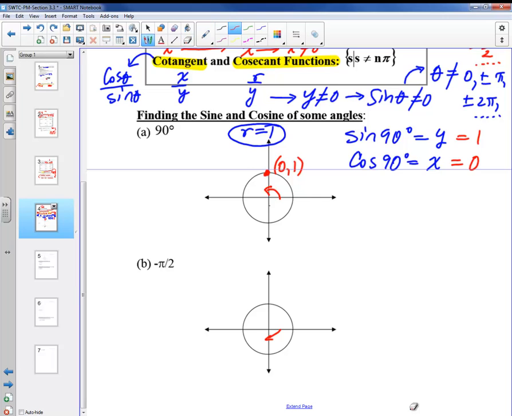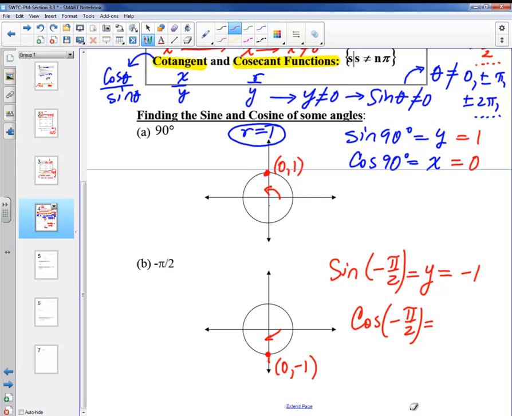And we have this point right here, still acting funny. This point right there will be 0 and negative 1. So this would be as simple as saying that sine of negative pi over 2 is equal to the y value of that point of intersection, so it would be negative 1, and cosine of negative pi over 2 will be equal to the x in that point of intersection, and it would be 0.